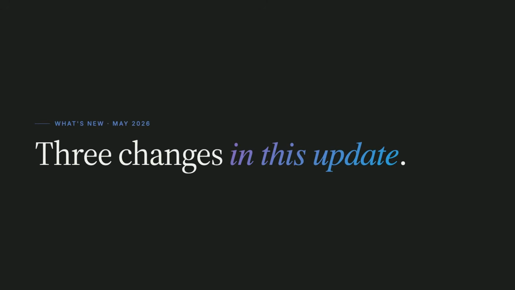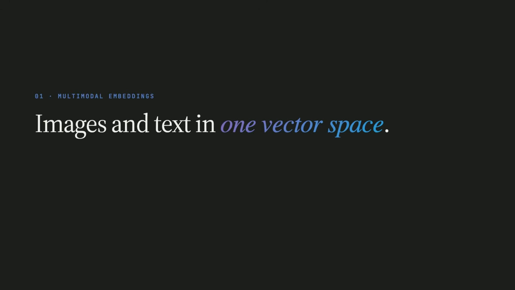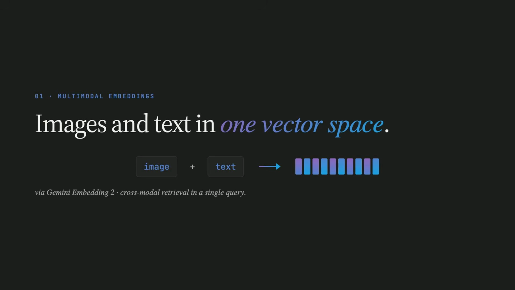Now, the announcement covers three things. One, it's multimodal. The store now embeds images and text in the same vector space using Gemini embedding too. So you can search both with a single query, and get results on the multimodal data and the text data.